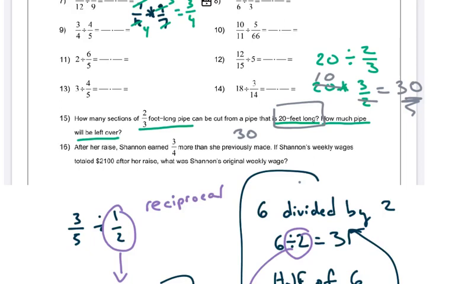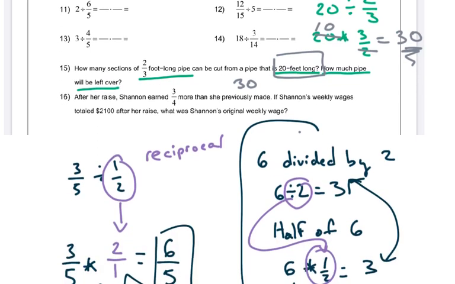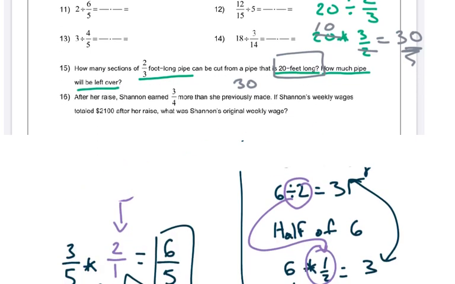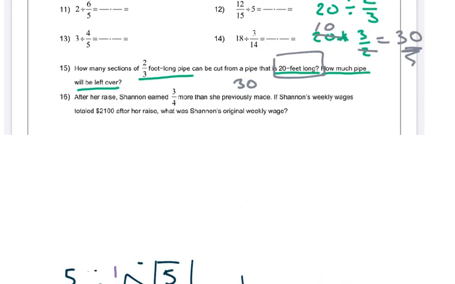So let's try 16. After her raise, Shannon earned 3/4 more than she previously made. If Shannon's weekly salary totaled $2,100 after her raise, what was her original wage? Now this is a little bit trickier. I'm going to introduce something here that's maybe a little bit outside of the scope of this course, but I think it helps to clarify what's going on.